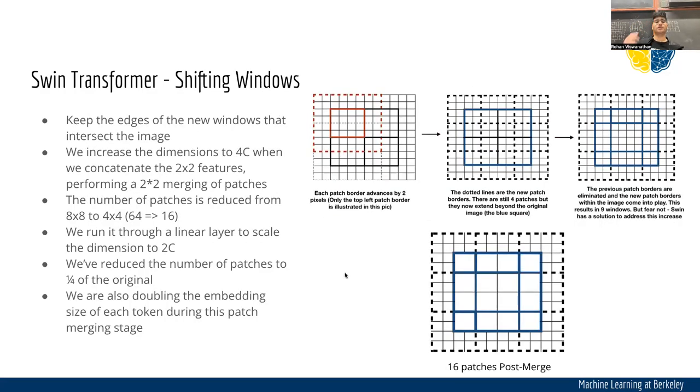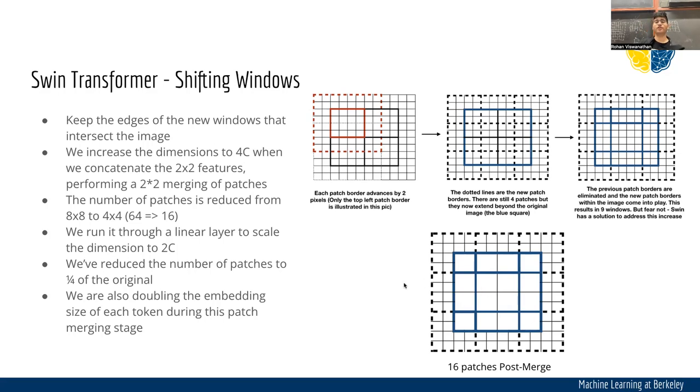Okay, so we keep the edges of the new windows that intersect the image. We're increasing dimensions by 2 on each side, so we're going to be increasing the total dimensions to 4C. But something we want to keep in mind, this is where we left off on the last slide. The way that we're combining these into a smaller amount of patches is by combining each of these 2x2 patches into one patch.